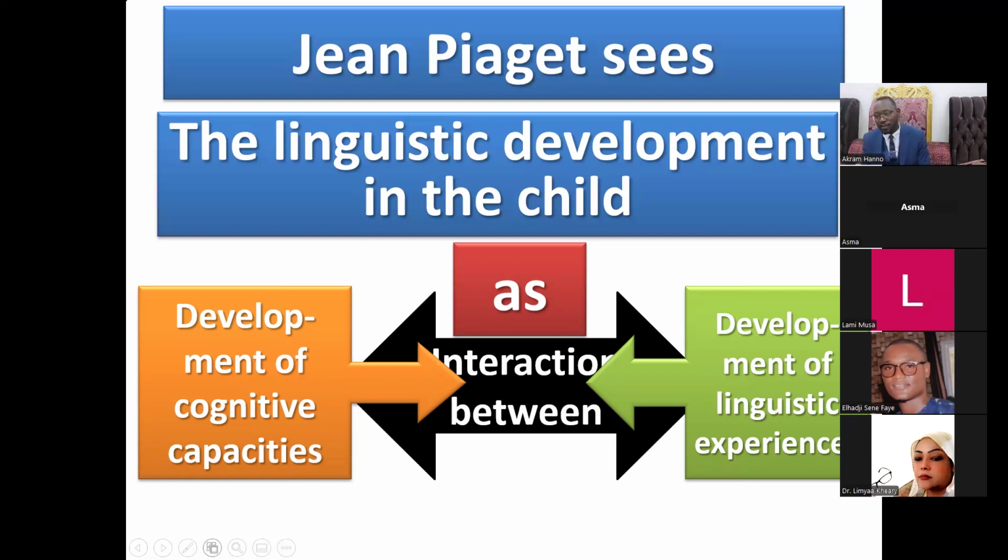Whereas Lev Vygotsky sees it differently because it is not only cognitive, but the social factor plays a contributing role. One of the contributing factors is the social factor. So he sees it not only from cognitive capacities, but also from a sociological factor. The society, or the environment, plays a sine qua non role in linguistic development in the child.